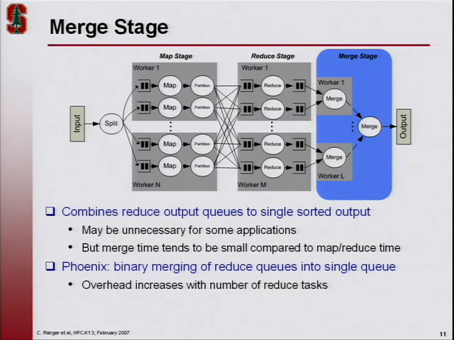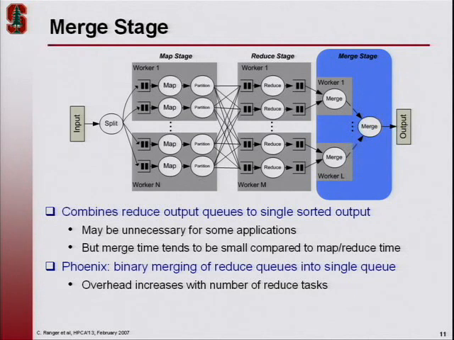I think the honest answer is that the last stage didn't really matter. The merge time was very minuscule compared to the map and reduce stage times. So we didn't optimize the merge stage as much, and there's more we can do to optimize that in the future.